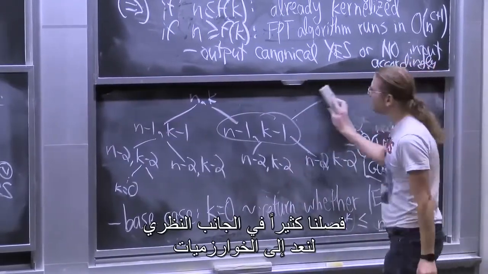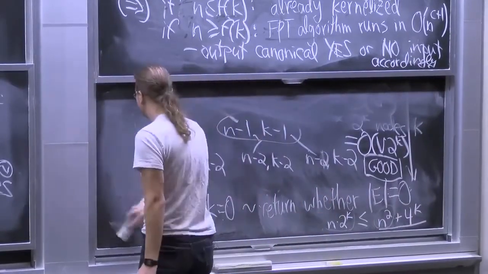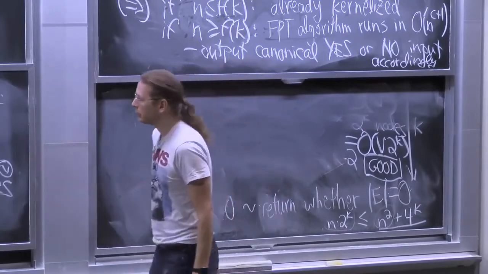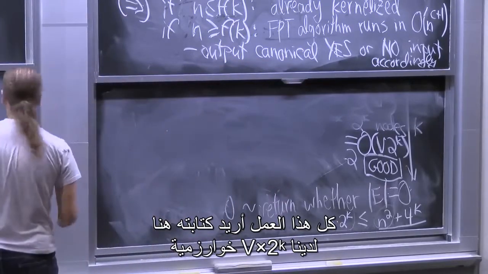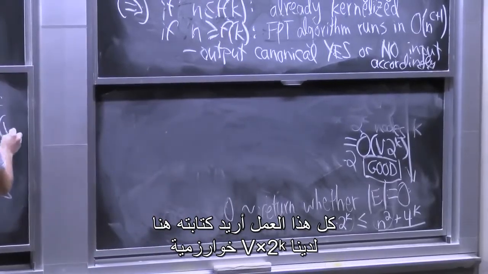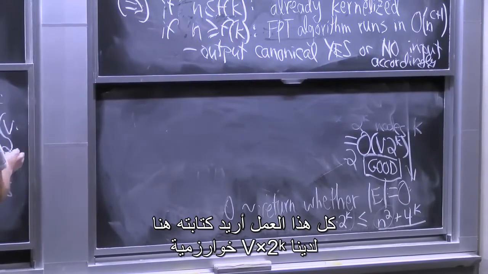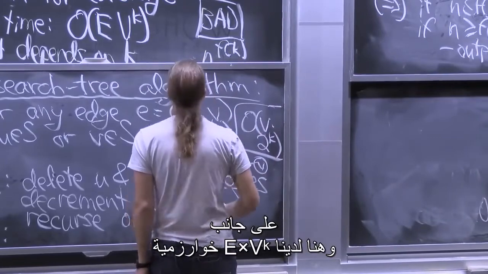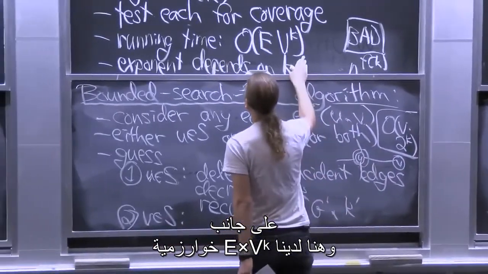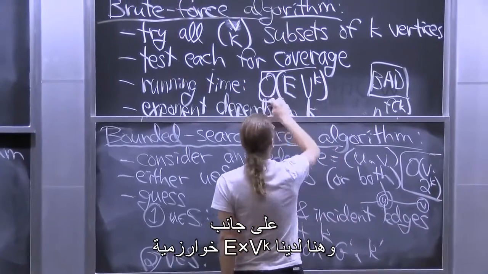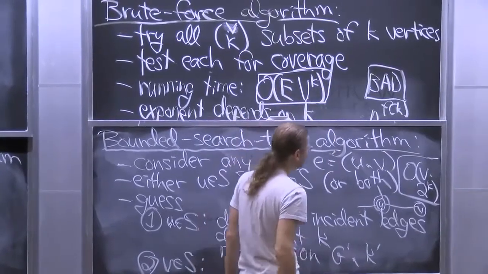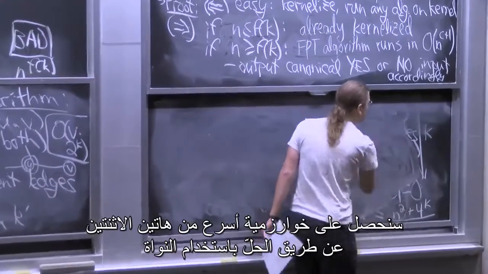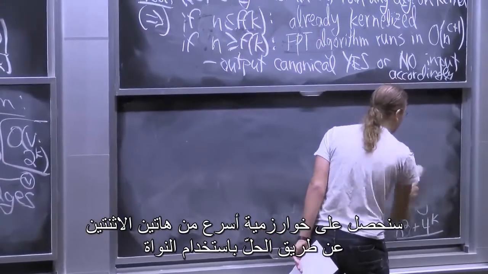So much for general theory. Let's go back to algorithms. All of this work I want to write down over here. We have a v times 2 to the k algorithm on the one side, and here we have an e times v to the k algorithm. Just want to keep a running tally. We're going to get a faster algorithm than both of those through kernelization.